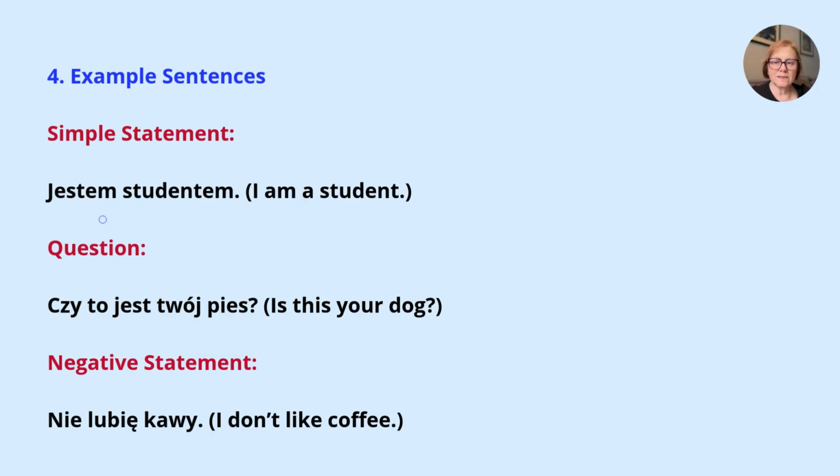Example sentences. Simple statement. Jestem studentem. I am a student. Question. Czy to jest twój pies? Is this your dog? Negative statement. Nie lubię kawy. I don't like coffee.